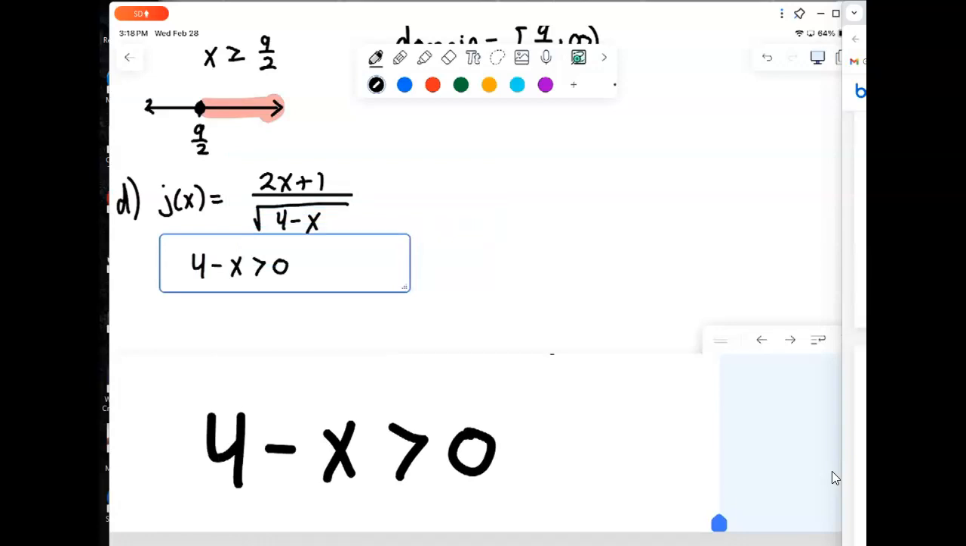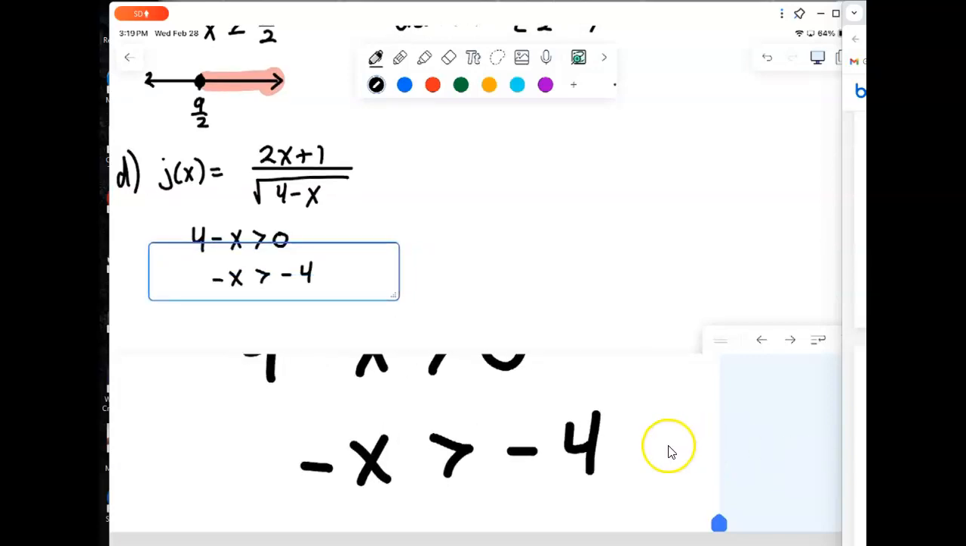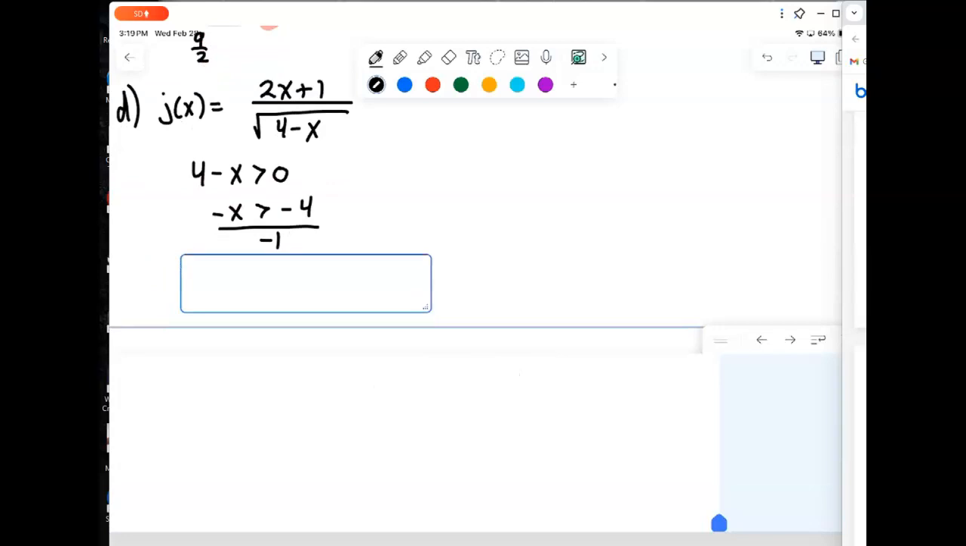To solve this, we need to get the variable onto one side. So probably many of you would choose to go this route. Bring the minus 4 over. Now we have minus x greater than minus 4. So we divide everything by a minus 1. Since we divided by a negative, we do need to change the direction. So we have x less than 4.